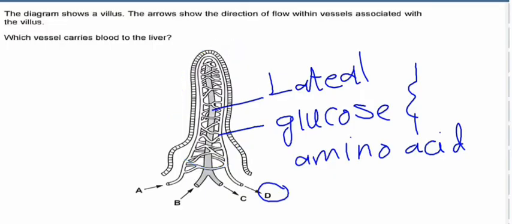So once the blood capillaries absorb glucose and amino acids, they are going to go to the liver, according to the direction of the flow of blood here. They are starting from A up to D. So D is going to take glucose and amino acids to the liver. So D is the answer. The next one.